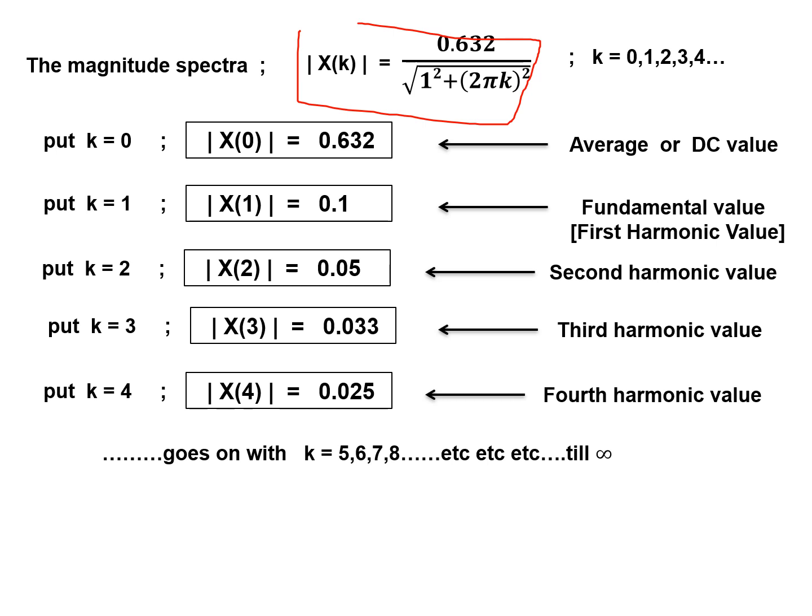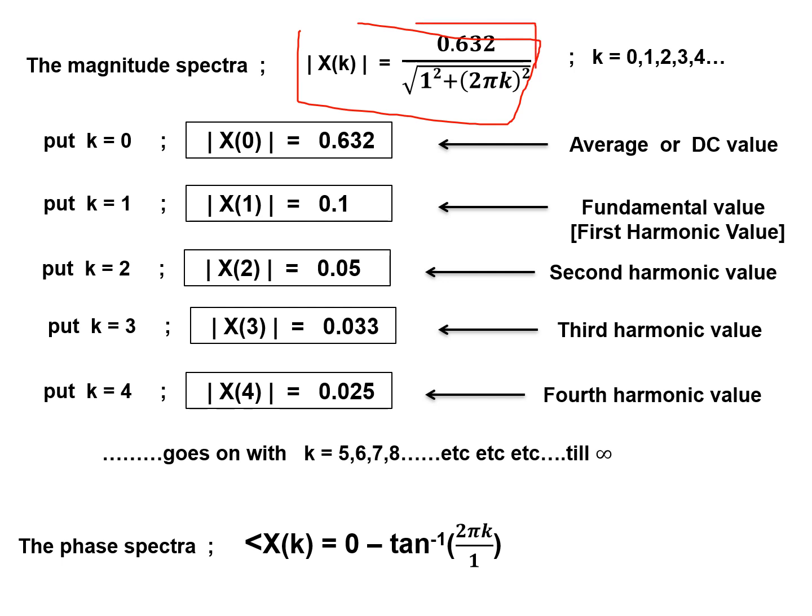Now, what about the phase spectra? How to find phase spectra? Phase spectra is nothing but an angle, numerator angle minus denominator angle. So in this equation, if you take it in the original form, the numerator angle is 0 because the numerator is nothing but a constant. It's a real number, so its angle is 0.